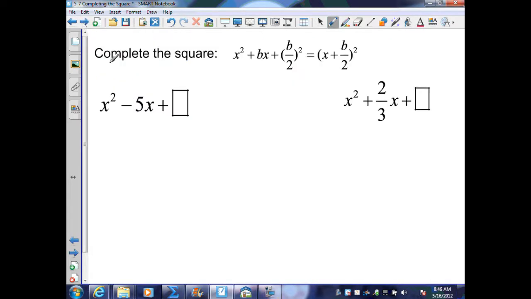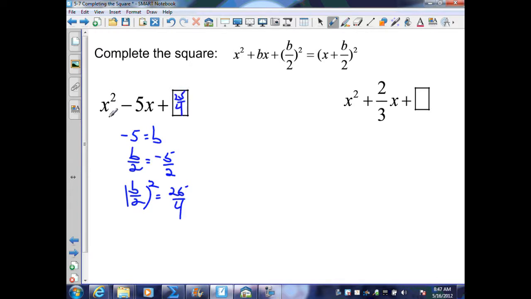In this example, they want me to complete the square. In other words, they want me to find the missing term given my quadratic and my linear term. So here, what I have is my b, which is a negative 5. Then I want to take b divided by 2, which will be a negative 5 over 2. And then I want to square that, which will equal 25 over 4. So that is my missing term.